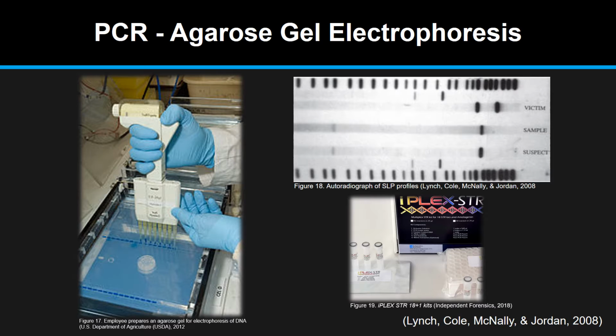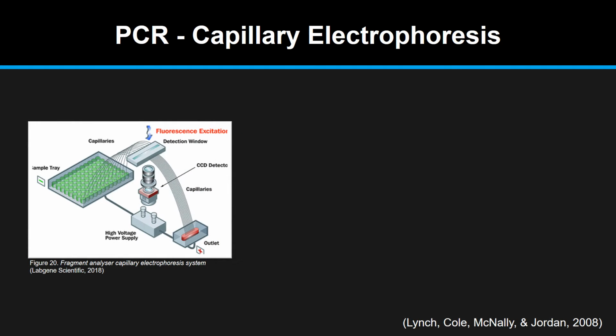And since the late 1990s, it has improved with STR multiplexing kits, which combine PCR and labeling through the use of fluorescent primers. And more recently, PCR products have been separated in liquid phase by capillary electrophoresis rather than on solid gel, allowing many more samples to be separated and analyzed in a single run.